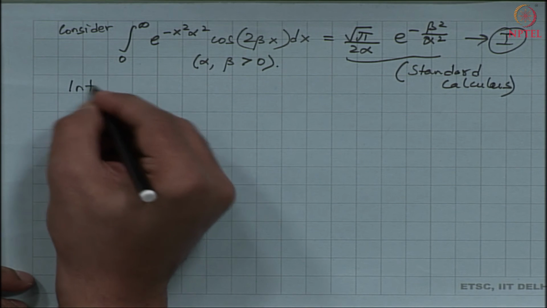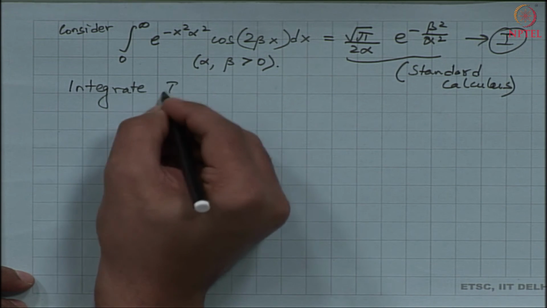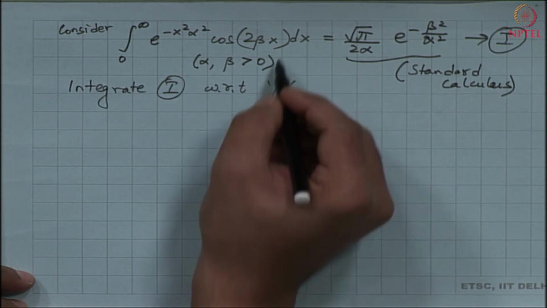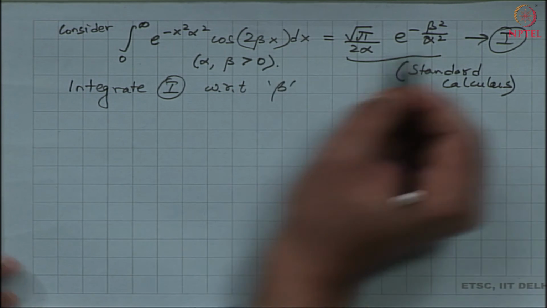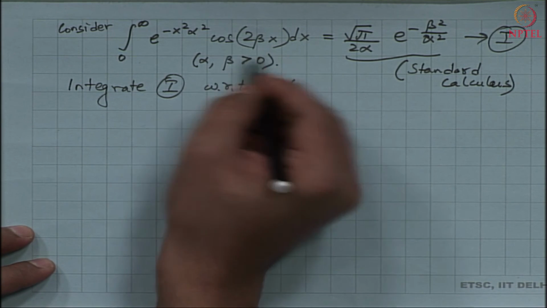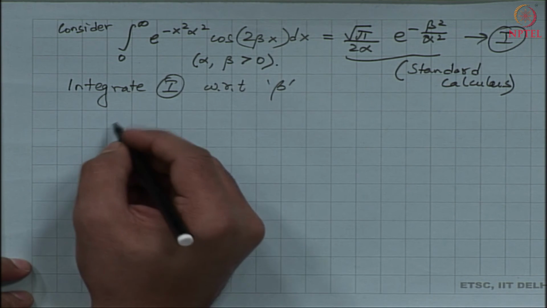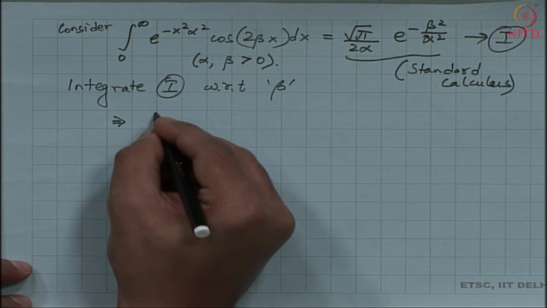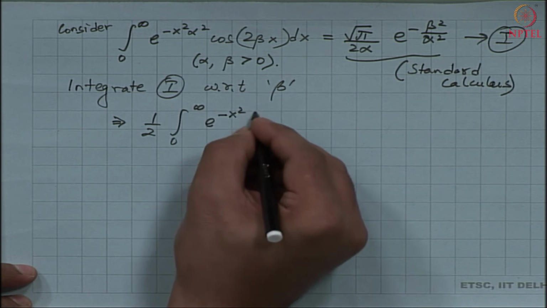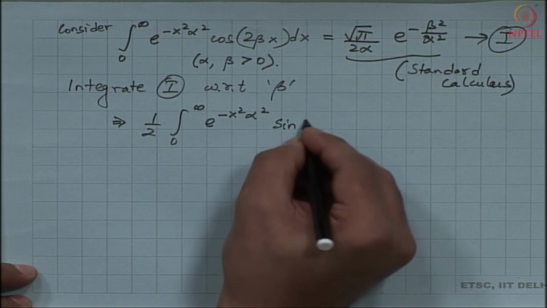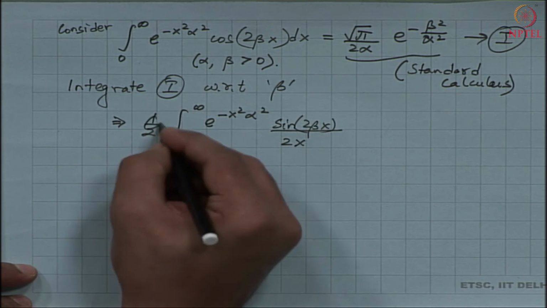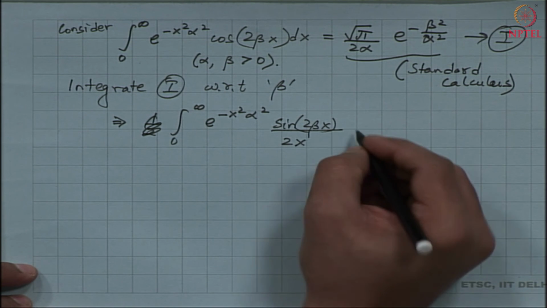So, I am going to integrate 1 with respect to the variable beta. This time my variable is not x, but beta. I am going to integrate with respect to beta, and a cos is going to bring out a sine for the integral. So, I get 1 half integral from 0 to infinity e to the power negative x square alpha square sine 2 beta x divided by x dx. This is what I get by integration.